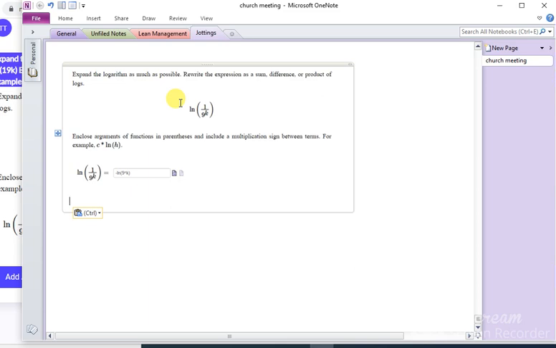Expand the logarithm as much as possible and write the expression as a sum, difference, or product of logs. Enclose arguments of function differences in parentheses and include a multiplication sign between terms. For example, C asterisk ln open bracket H.